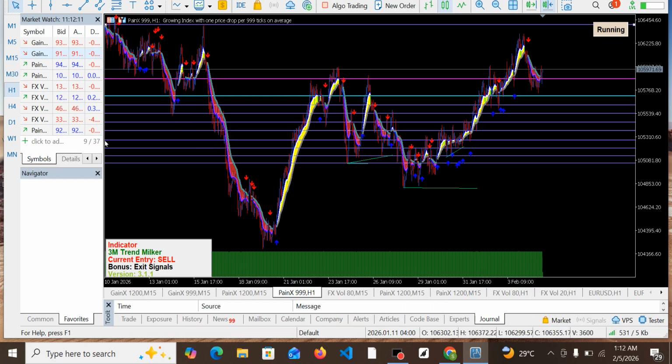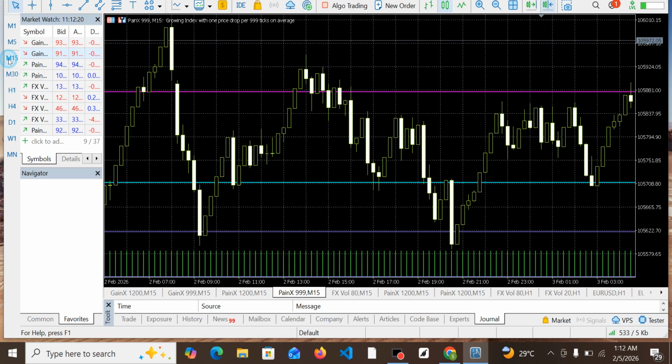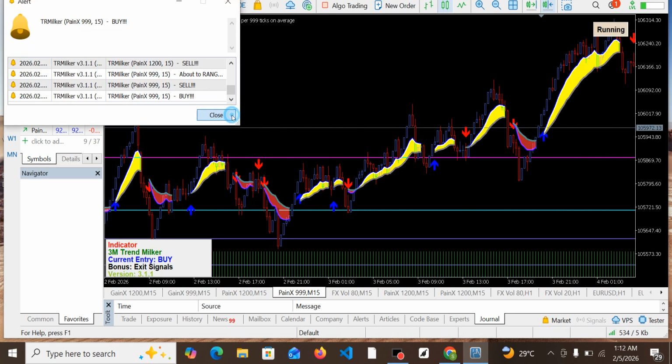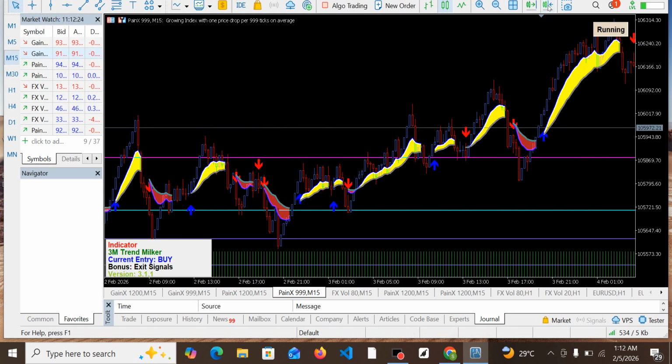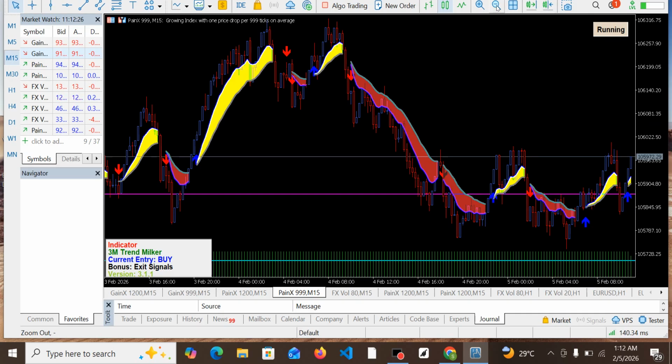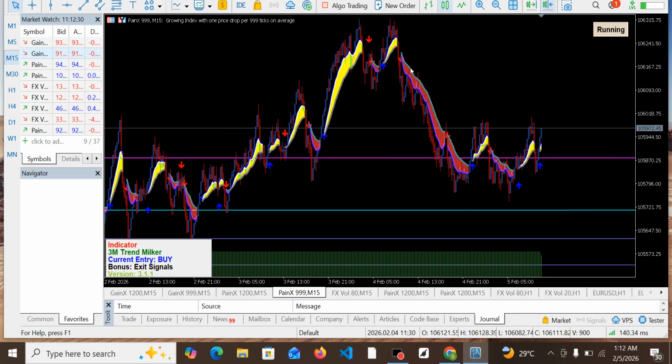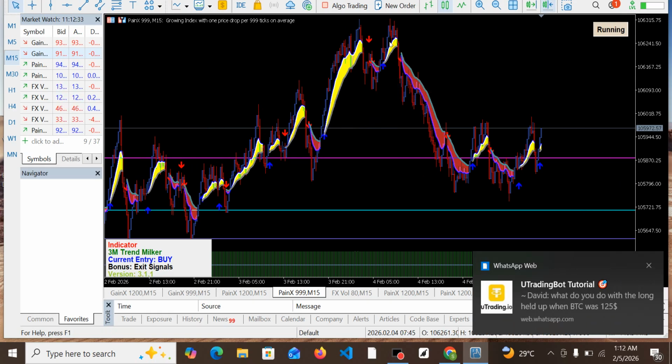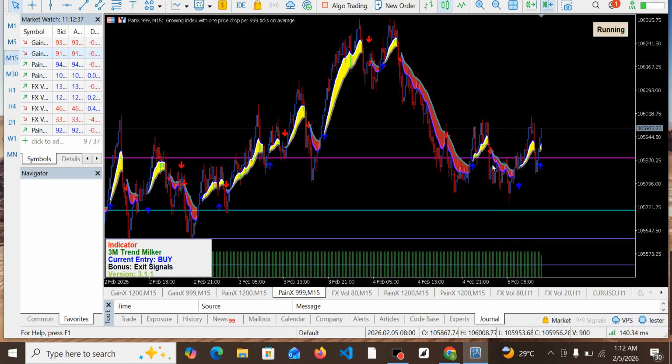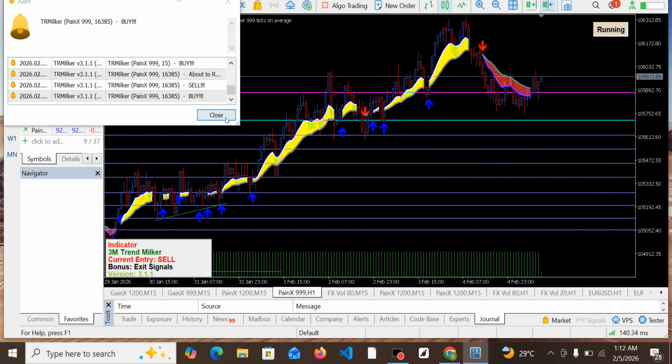Now let's check out PainX 999. Let me take it down to the 15-minute time frame so that we get to see what is happening with it, before we go to a higher time frame. So this is it on the 15-minute time frame. You can see it started a downtrend right from here, but it got to this region and is playing around there for now. Let's see what is going to happen later on.